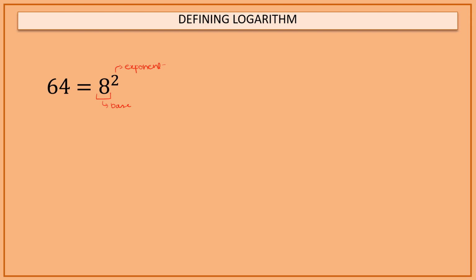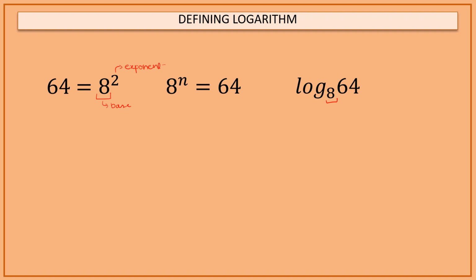Okay, so now we will ask a reverse question: 8 to the power which number will give us 64? It means how many times should we multiply 8 by itself to get 64. The same question can be repeated in terms of logarithm as: logarithm of 64 to the base 8 is equal to which number?